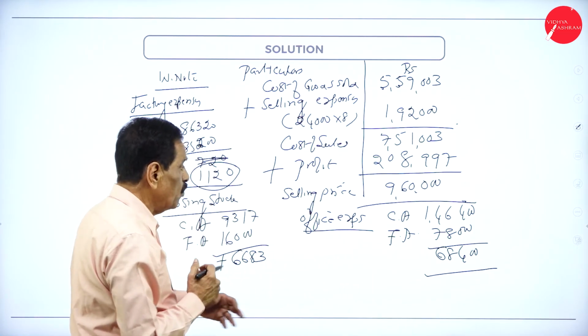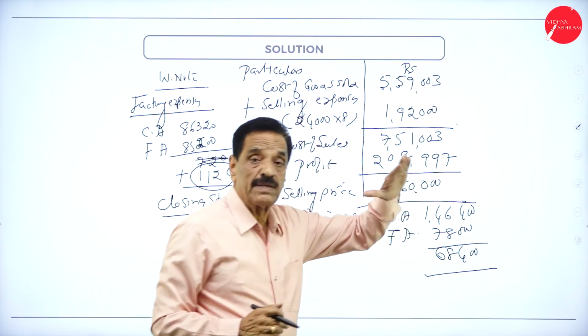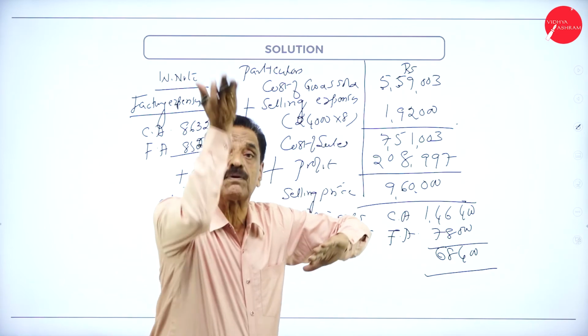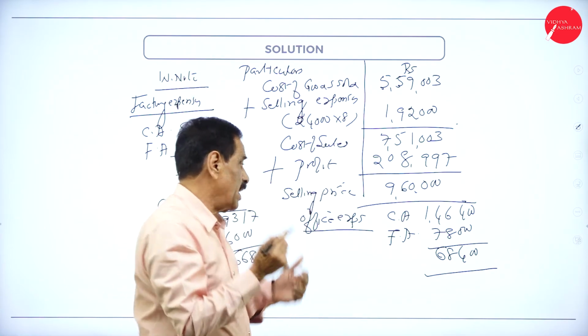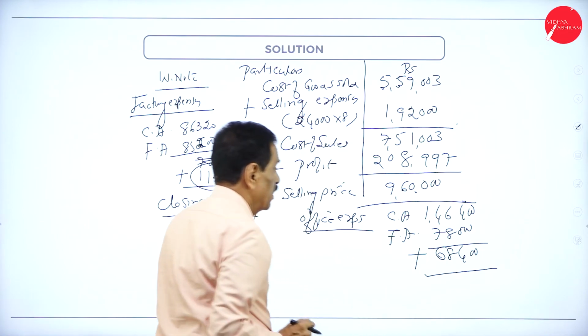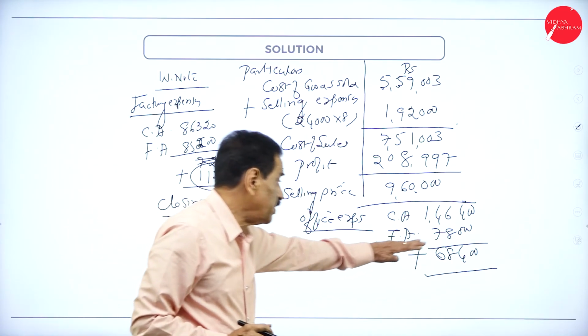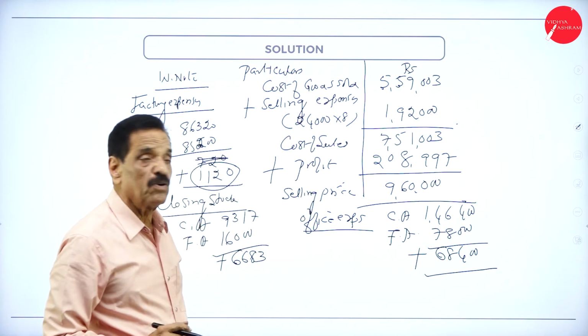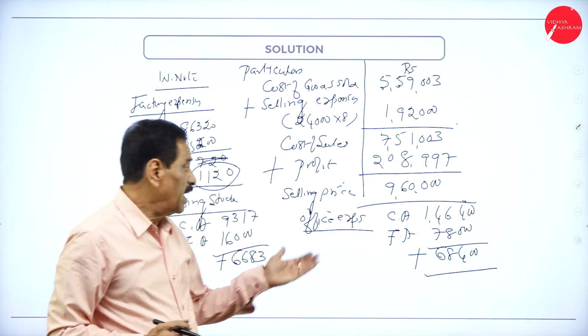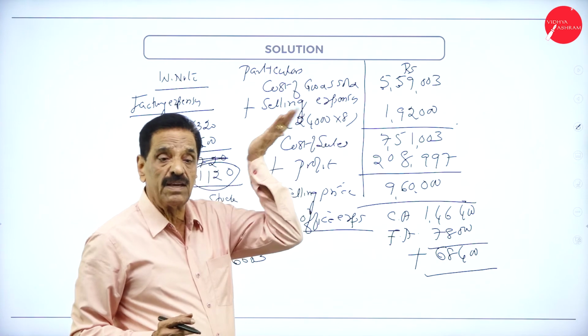Who charges more? CA charges more, so CA profit is less and financial profit is more. To make them equal, add back. CA charges 1,46,400. FA charges 78,000. How much more does CA charge? 68,400. Add back 68,400 to make equal.